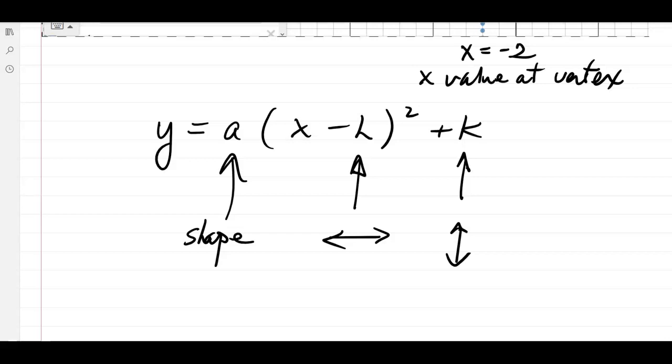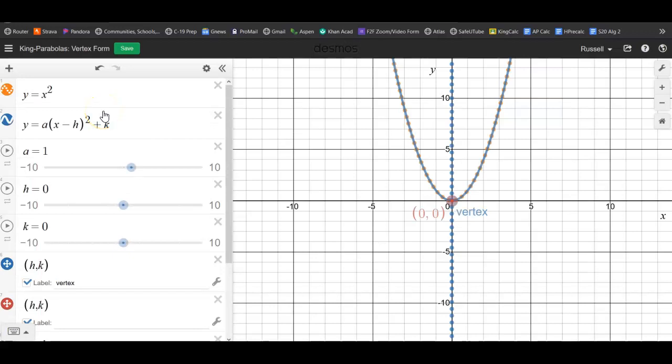Now, there's one other thing we want to look at. So we're going to go back to Desmos. Okay, so here we are. We're back in Desmos again. And this time, it's going to be a parabola with slightly different parameters. In other words, different h and k values and a different a value.